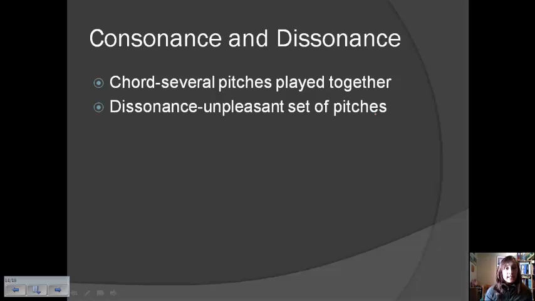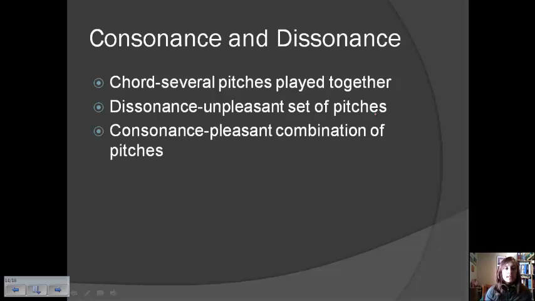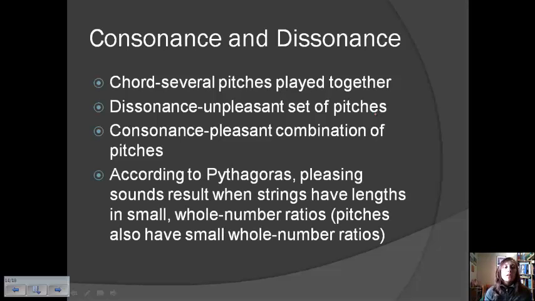If you have dissonance, this is an unpleasant set of pitches, and consonance is more of a pleasant combination of pitches, and so your ear can pick up whether it sounds pleasant or unpleasant. According to Pythagoras, pleasing sounds result when strings have lengths in small whole number ratios. So this is why pitches also have small whole number ratios.